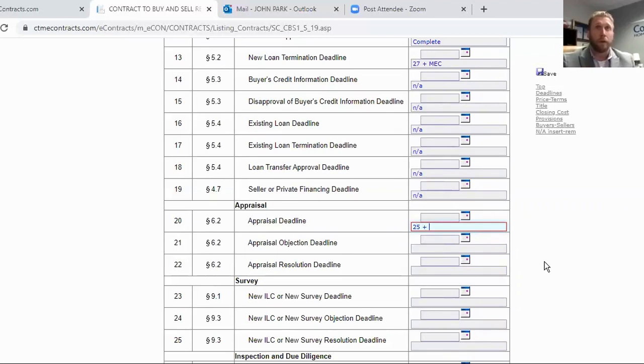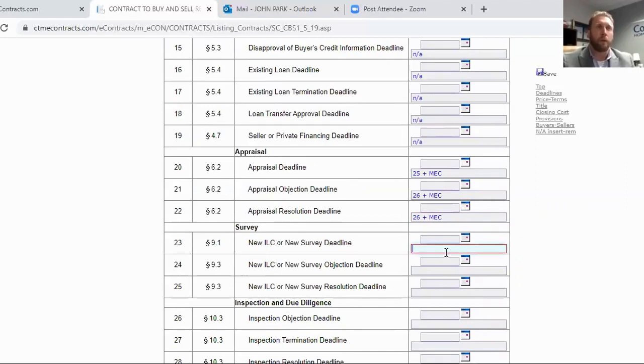Okay. You can do it as fast as 20, but our appraisers are getting a little more backed up. Right. Objection resolution the day after. Yeah. You want to do same day or? I usually do the same day because my loan termination deadline is 27 days. So. Okay.